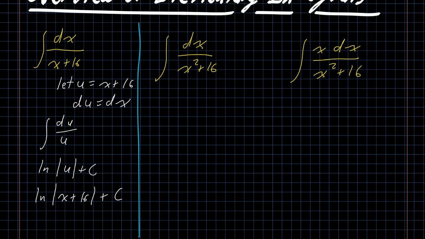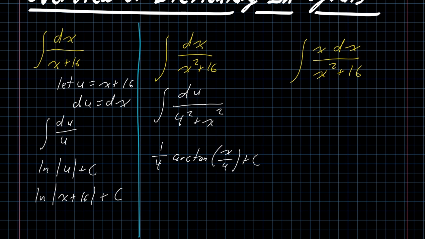Maybe after a little bit of thought, I recognize, well, what if I wrote that 16 as 4 squared? And then what if, even more than that, I wrote the terms in the denominator in the other order? All of a sudden, that looks like an integral that results in arctangent.